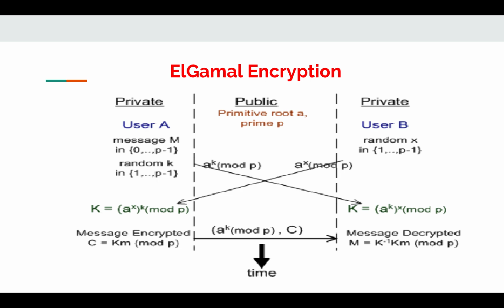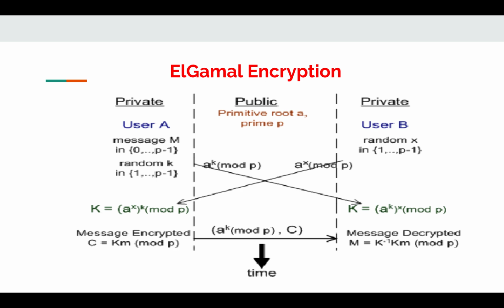Once they have those two values, user A grabs that a and chooses a number k within the chosen range. Then she computes a to the power of k modulo that prime, and sends that to user B. The same thing goes for user B, and he sends the same kind of value to user A.